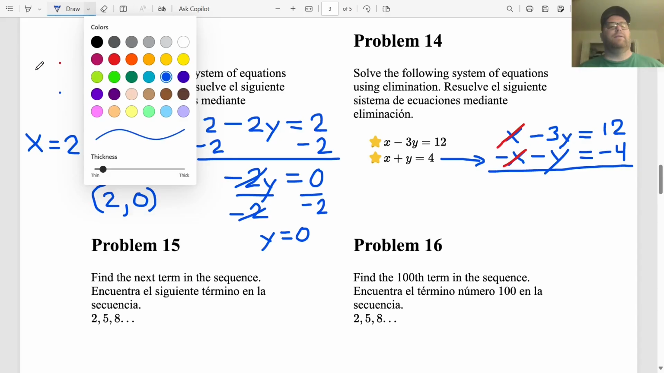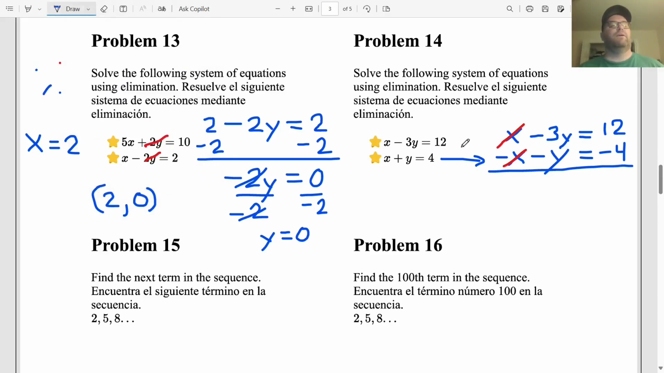And then we have -3y minus another y, that's -4y. That's going to equal 12 minus 4, which is 8. To solve for y, we'll divide both sides by -4. The -4's will cancel here, and we'll get y equals -2.